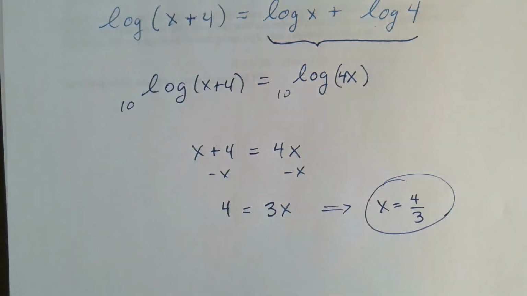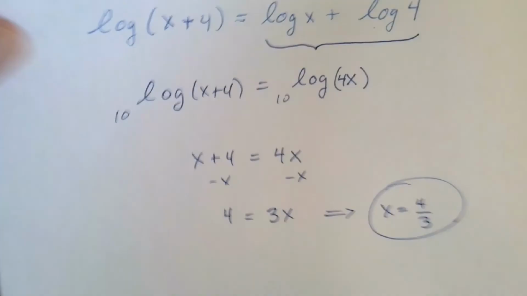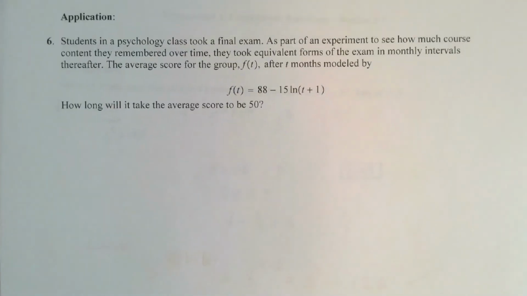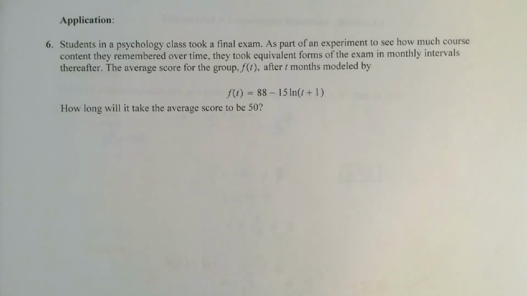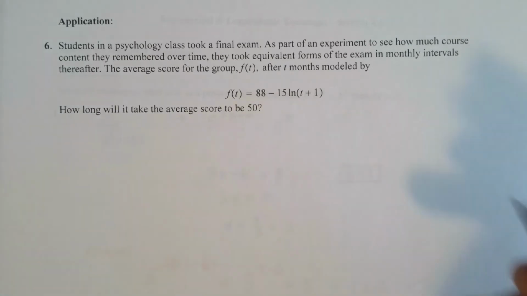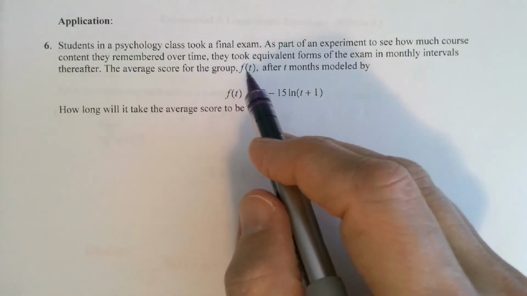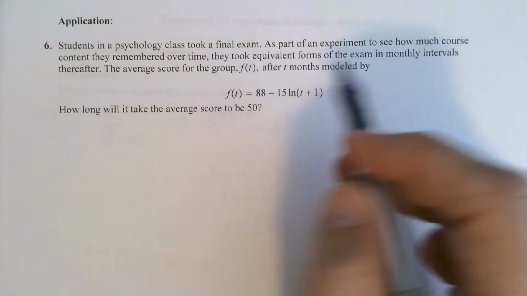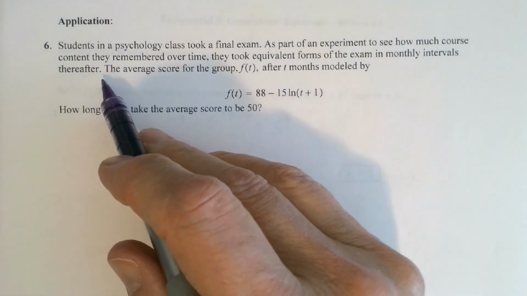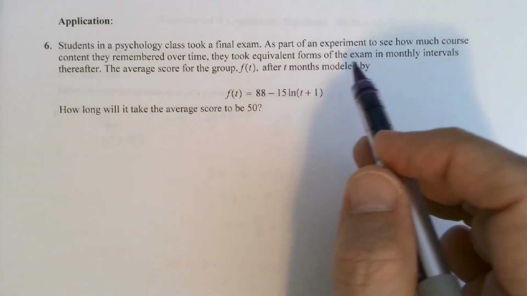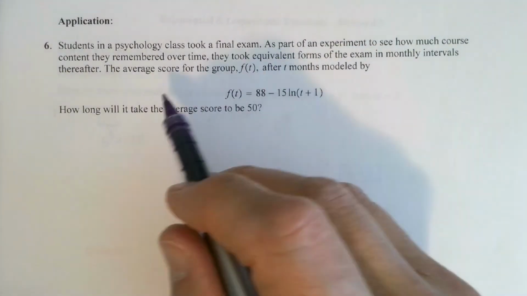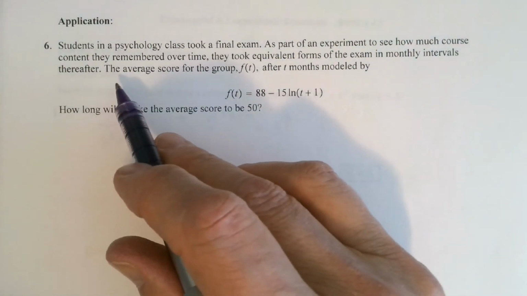Okay, let's look at a final example, which is an application. Students in a psychology class took a final exam. As part of an experiment to see how much course content they remembered over time, they took equivalent forms of the exam in monthly intervals thereafter. Boy, can you imagine just taking every month the same final exam over and over again? They must have paid these students something, right?